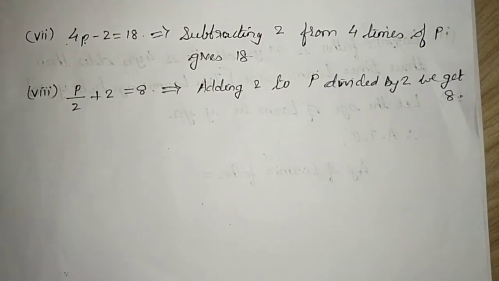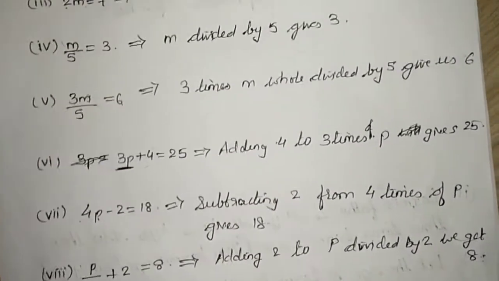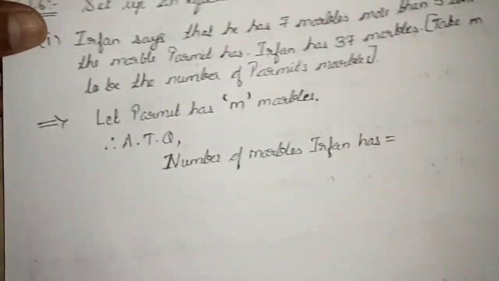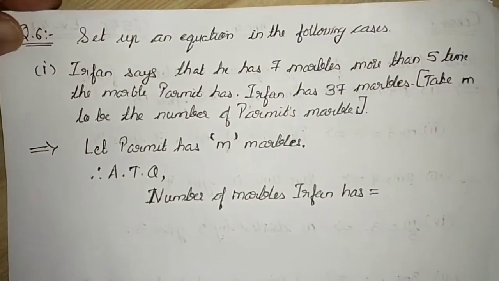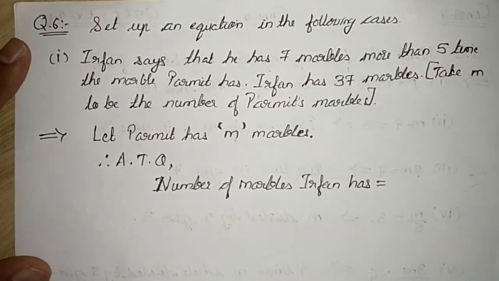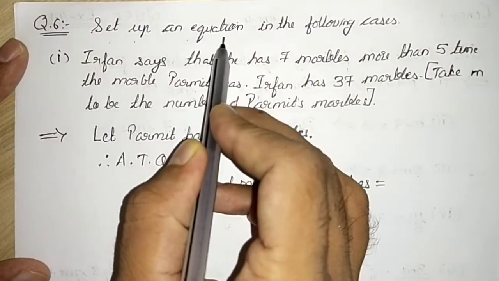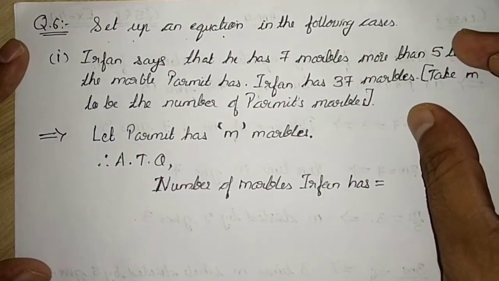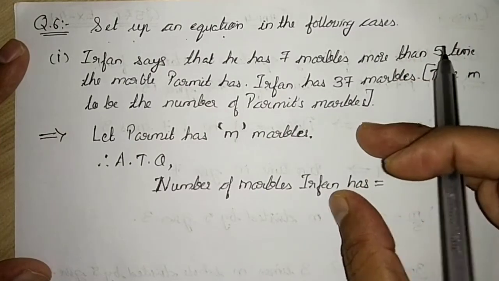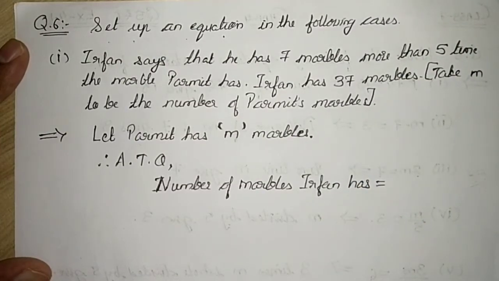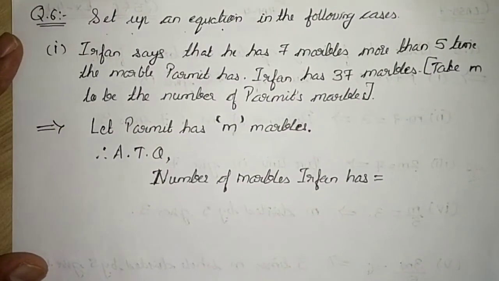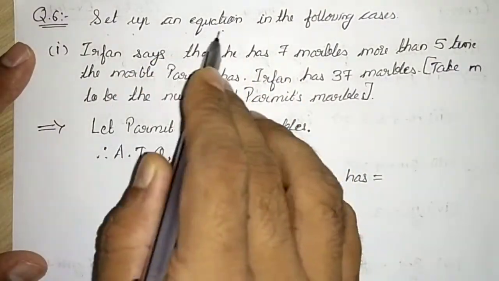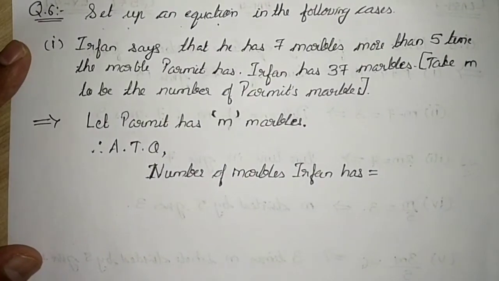Hope you have understood this question. Now moving to the sixth question. Question number 6 says, set up an equation in the following cases. They have given us the word problem. We are supposed to give only the equation. We don't have to solve.